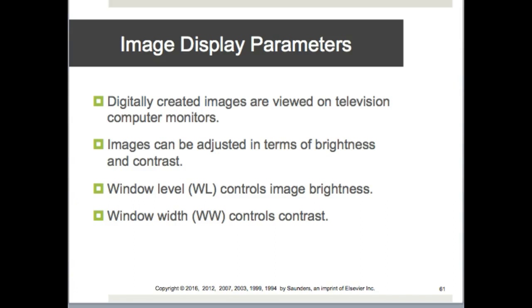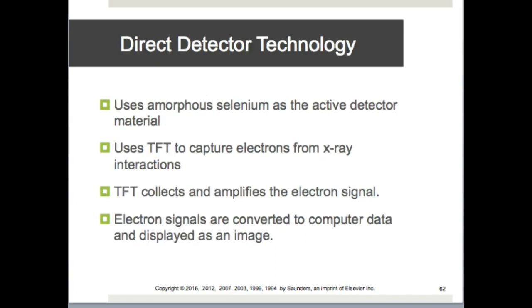All right, image display parameters. Digitally created images are viewed on television monitors, computer monitors. Images can be adjusted in terms of brightness and contrast. So you have your window level, and your window level controls your image brightness, whereas your window width controls your contrast. So we can change the window level and the window width to make the image look pretty.